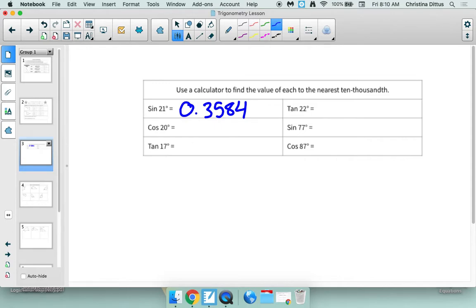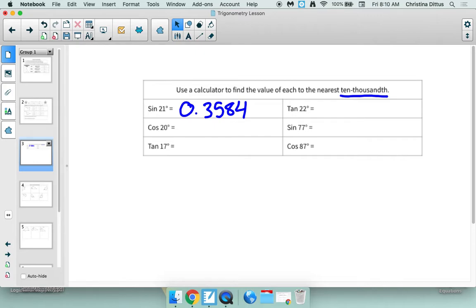Did you just round the 3 up to 4? Yes, because you're rounding to the 10,000s. You said 8. 3, 5, 8. My calculator is small. Yeah, that 3, 6 rounds up to 4.